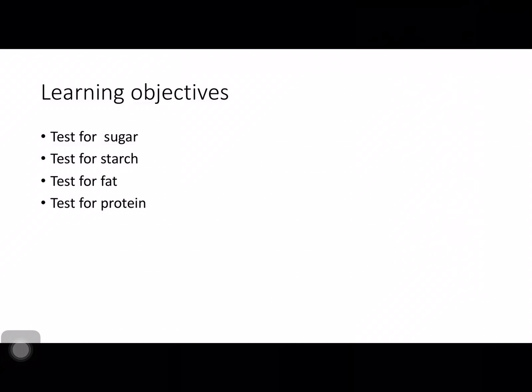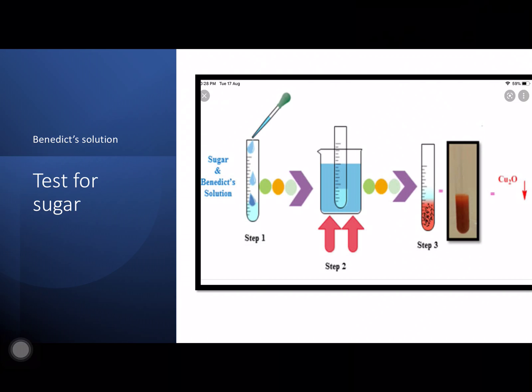So let us start with today's topic. In this lesson, what will we learn? We will learn how sugar can be tested, how starch can be tested, that is, how to tell that starch is present in a food, how the presence of fat can be tested, and how the presence of protein can be tested. Let us see the first test, the testing of sugar.